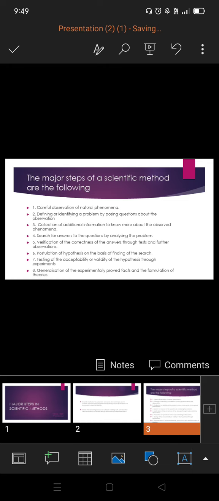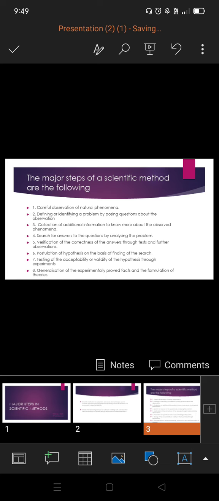Careful observation of natural phenomena. The second one is defining or identifying a problem by posing questions about the observations. Collection of additional information to know more about the observed phenomena. Search for answers to the questions by analyzing the problem. Verification of the correctness of the answer through tests and further observations.